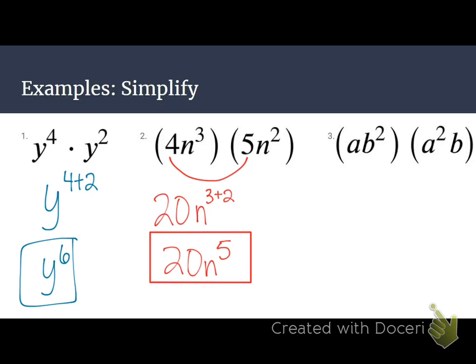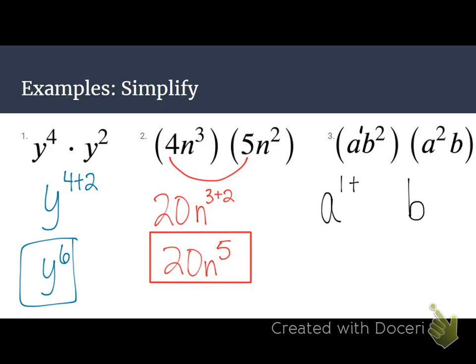2 different bases. What's one of my bases? A. Okay. So one of my bases is A. What's the other base? B. What is the exponent on A from the first set of parentheses? A 1. Remember, if it's not written there, you have to know that really it's to the first power. So it does have an exponent of 1.